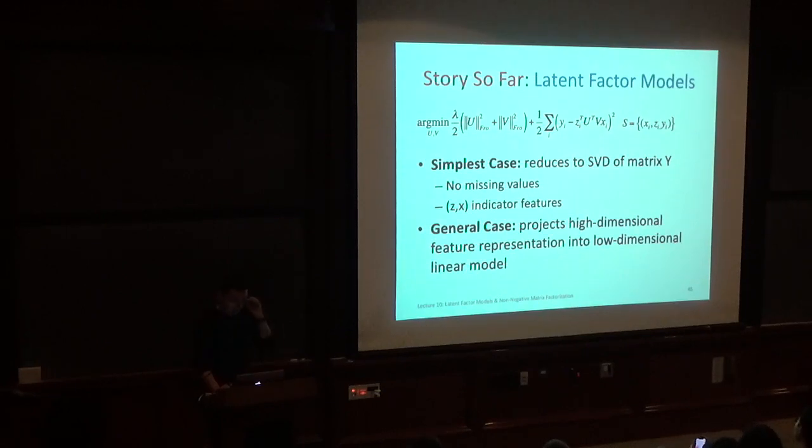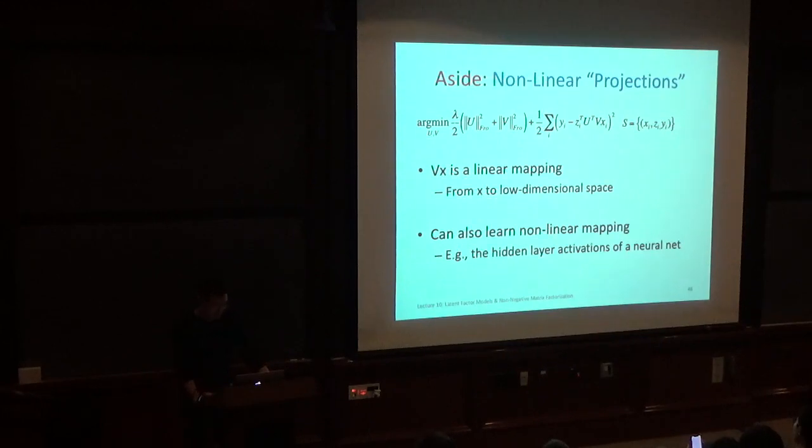Okay. In the interest of time, I'm running a little bit behind, so I'm going to skip ahead past that summary slide. I just want to briefly touch on the idea of nonlinear projections. As was asked earlier, these are all linear projections. What about nonlinear projections? So Vx is a linear mapping to a low dimensional space. We can also learn a nonlinear mapping.